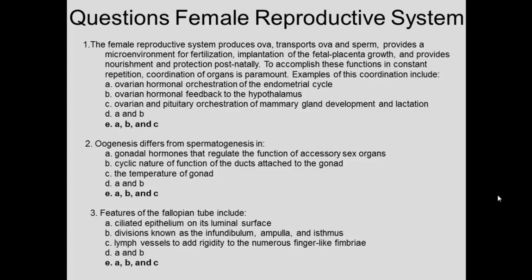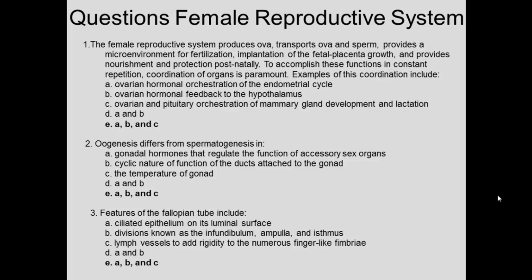True. Ovarian hormones feed back to the hypothalamus. True. Ovarian and pituitary hormones orchestrate the mammary gland development and lactation. True. Answer is E. Oogenesis differs from spermatogenesis in gonadal hormones that regulate the function of accessory glands. True. Testosterone in the male, estrogen and progesterone in the female.